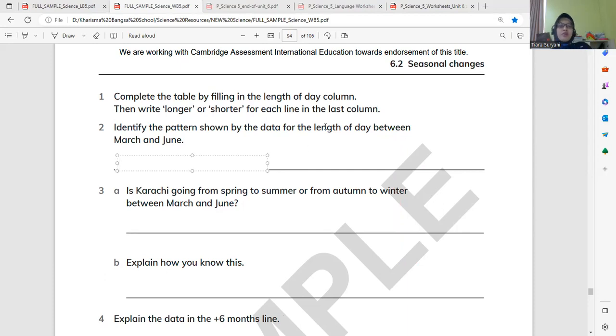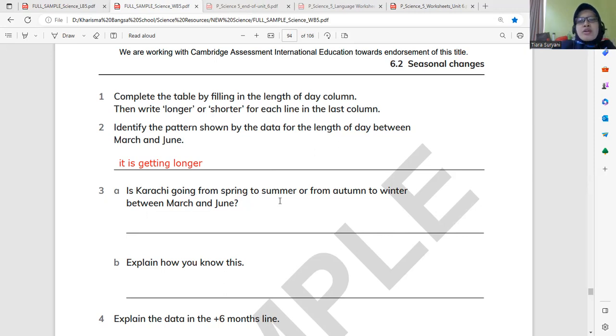So the data for the length of day between March and June, it's only 3 months. Okay, April, May, and June, 3 months. So it's March plus 3 months. And the pattern is it's getting, oh, wait, and then it's currently going from spring to summer or from autumn to winter between March and June. Okay, one more. We're talking about March and June only.